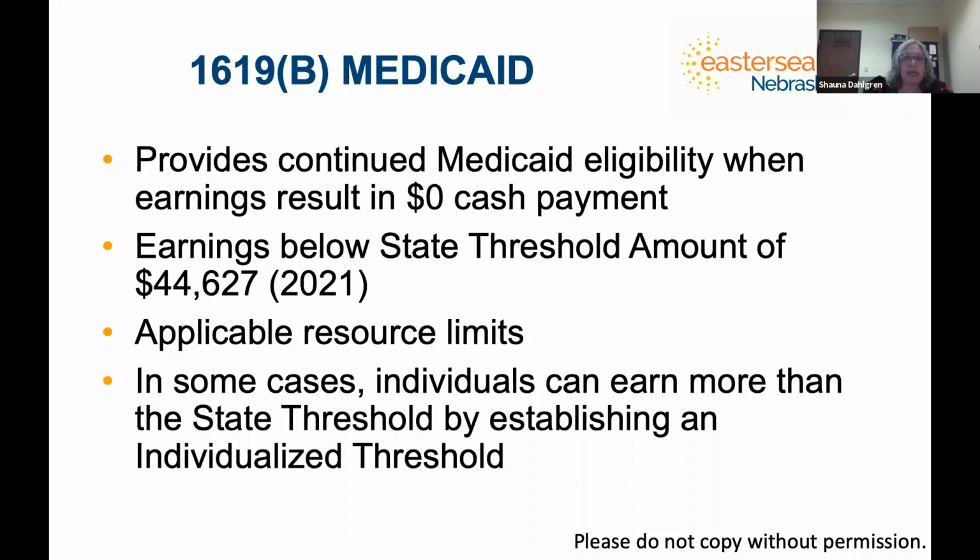Through 1619B, you'll see that it allows people to continue Medicaid eligibility, even if their cash payment goes to zero because of their earnings. So even if your SSI cash payment is reduced enough to go to zero, you can still maintain access to Medicaid with earnings below the state threshold amount. In Nebraska for 2021, it's $44,627 a year. So you can see you can have some pretty substantial wages and still maintain access to the healthcare and the support services that an individual needs. And in some cases, individuals can earn more than the state threshold by establishing an individualized threshold. That can be very important.